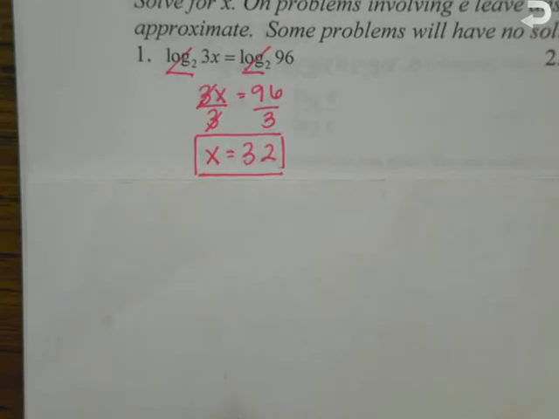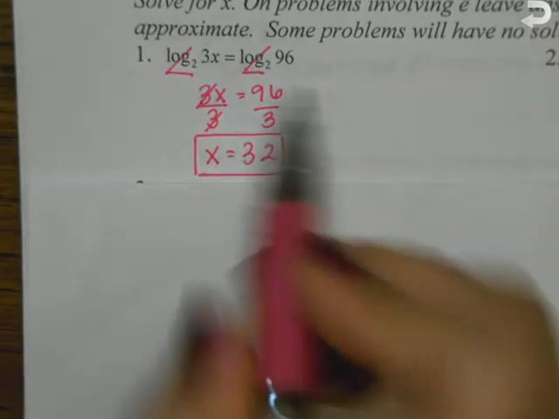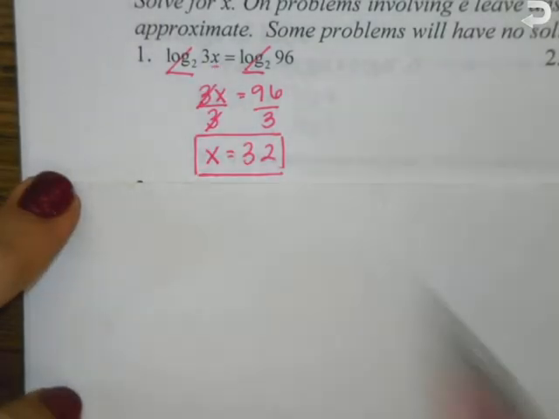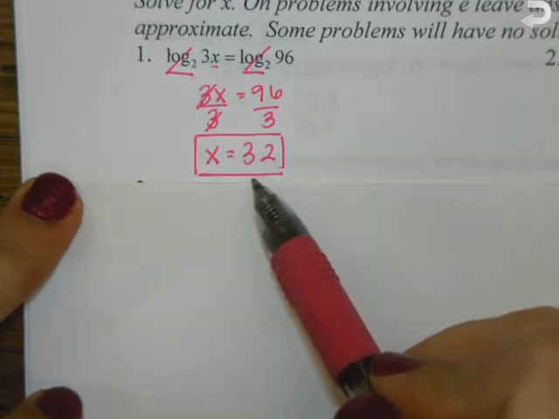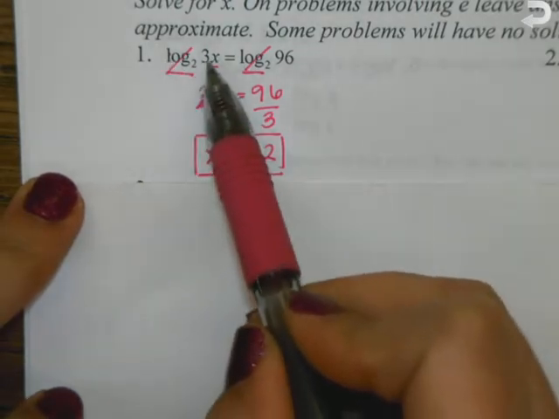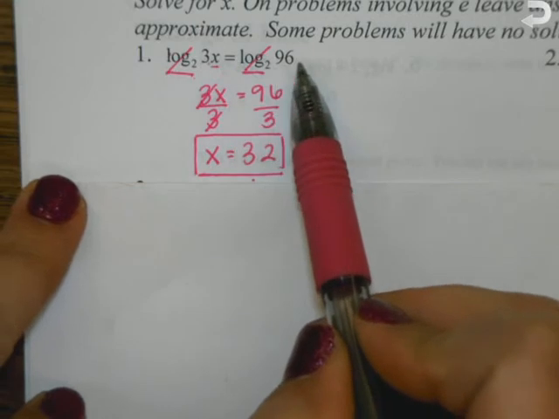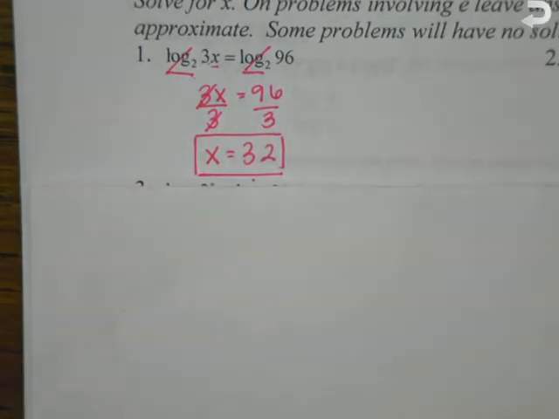So if I were to plug x equals 32 back in, that would be log base 2 of 3 times 32, which is 96. So we would have log base 2 of 96 equals log base 2 of 96. So you should end up with a true statement if you plug your variable back in. Okay?